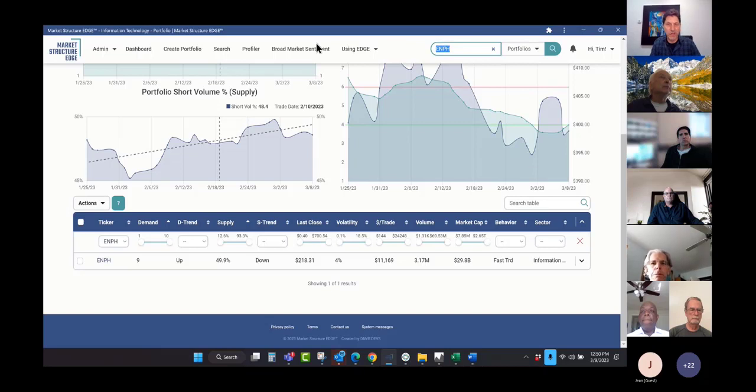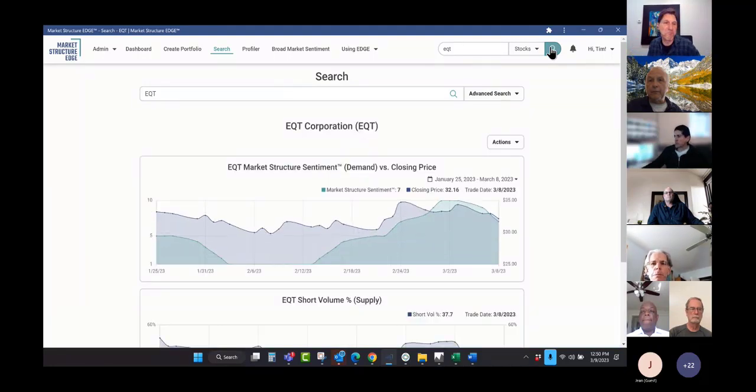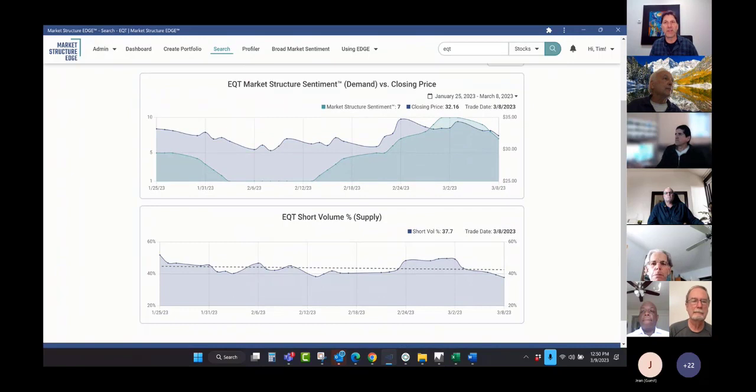You could look at EQT and ask, have I made a mistake with it? Well, it's not great, right? What's the best time to sell? As soon as demand or supply deteriorates. Look, the price could continue to rise, but that's a great reason to leave.